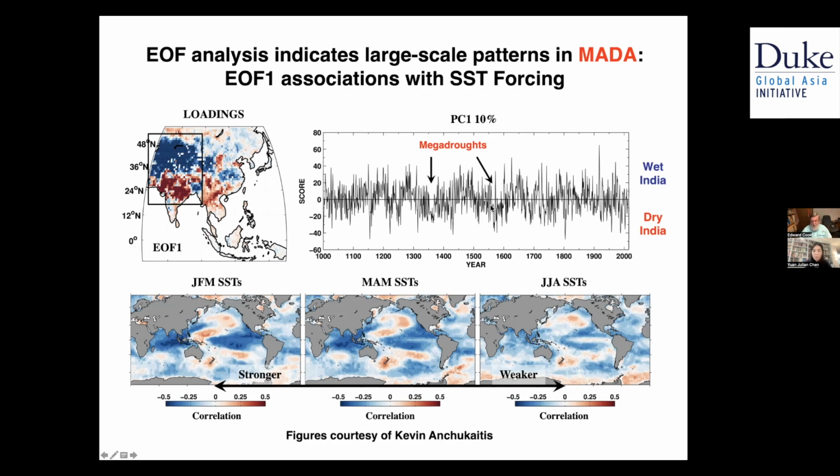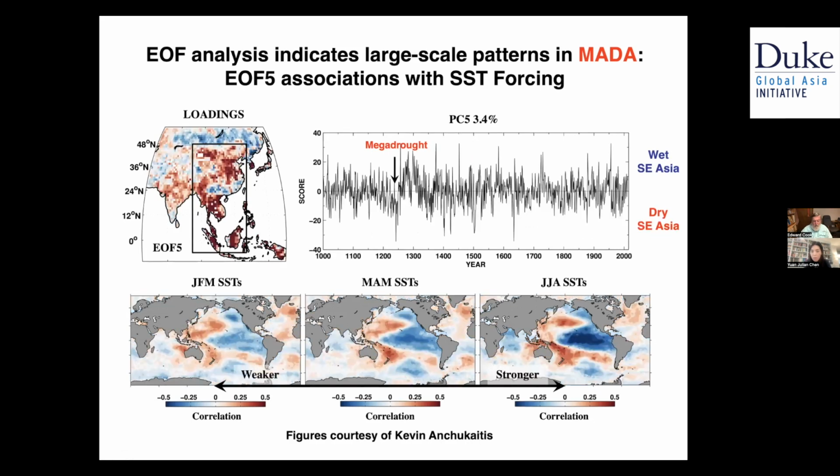These are megadroughts in India right here. We can then correlate these projection coefficients against sea surface temperature over the global oceans. And when you do that, you find that there's a strong pattern of variability in the tropical Pacific and also over the Indian Ocean that's tied to the variability related to megadroughts. So we can see these patterns emerge in a way that tells us what the likely global forcing was on creating these conditions that led to megadroughts in India back in time.